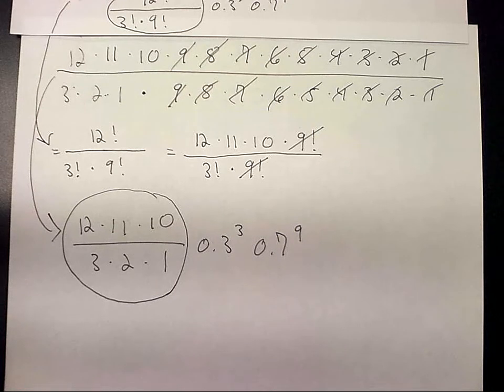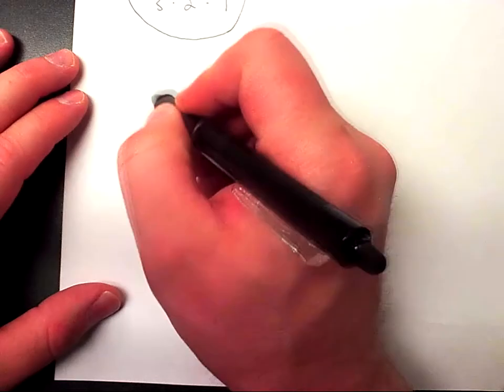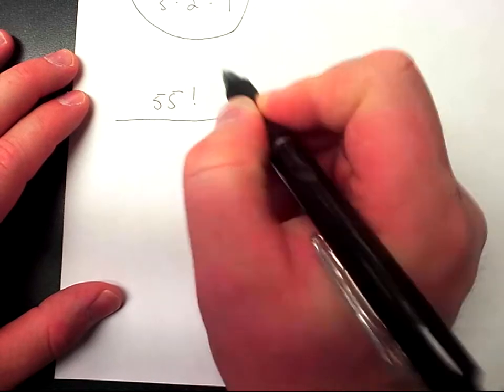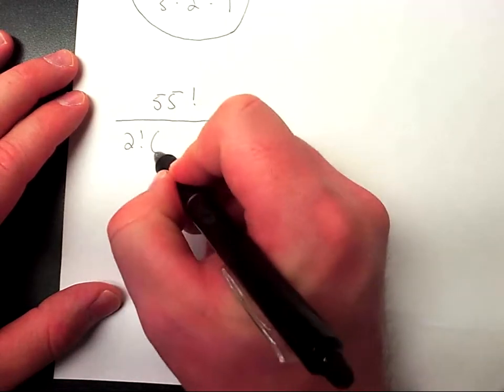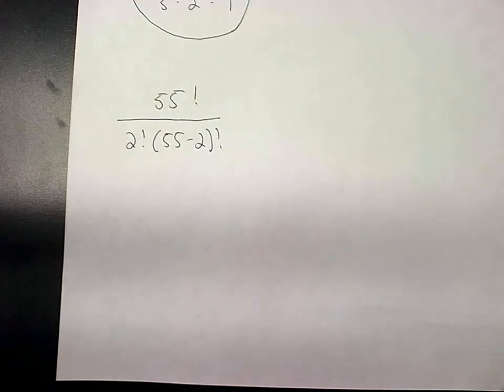Sometimes you're going to have to write out a whole bunch of stuff. Like let's say you had this: 55 factorial divided by 2 factorial times 55 minus 2 factorial. Let's just stick with that right here. All right, you good with the setup so far?